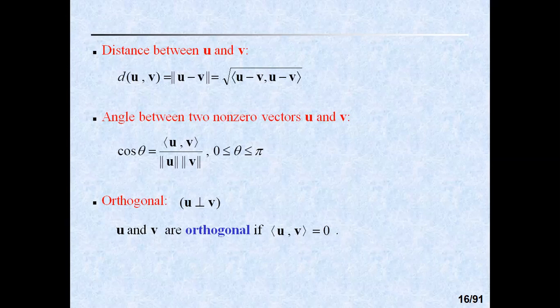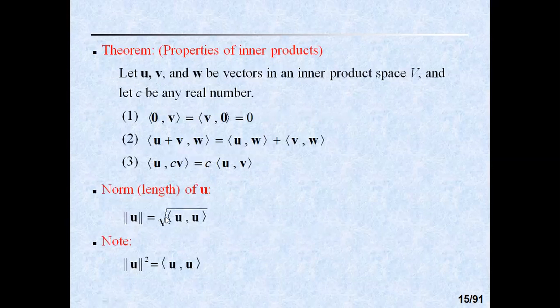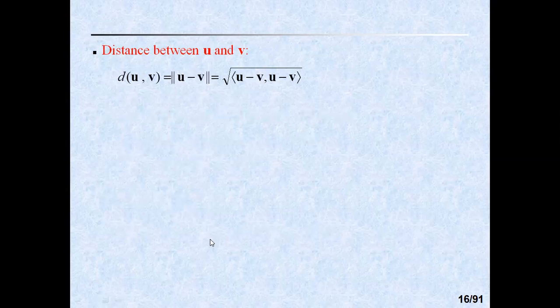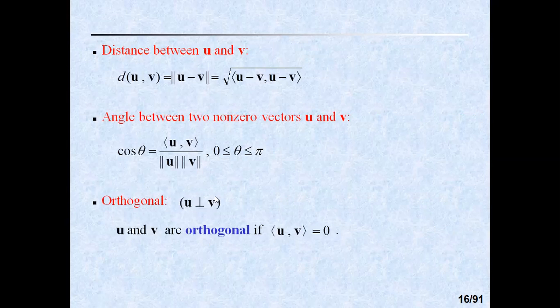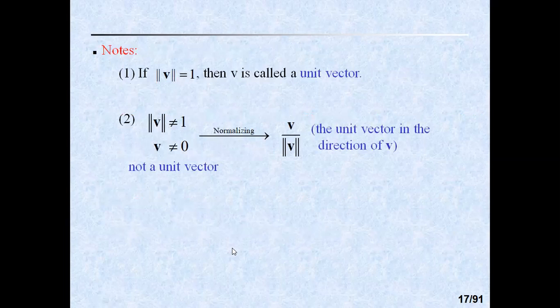All these definitions can be defined in the form of inner product. First definition is the norm, or length. Second one is the distance between U and V vectors in the form of inner product. Angle between the two non-zero vectors U and V is also defined in the form of inner product. Orthogonal vectors: already U dot V equal to 0, that is also represented in the form of inner product. Inner product will be 0, then we say that the two vectors U and V are orthogonal vectors.